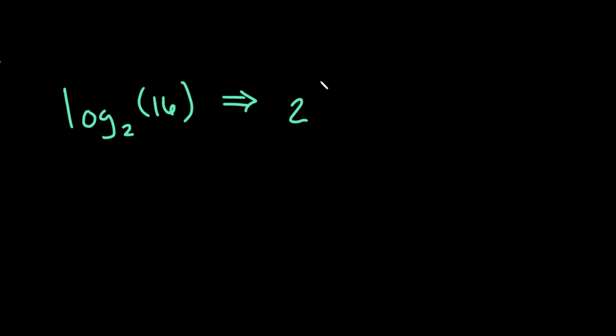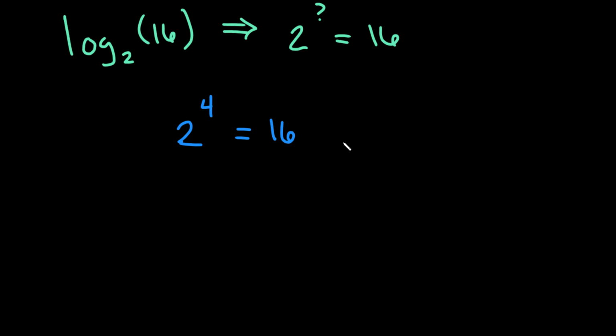For example, if we were given the log base 2 of 16, we're being asked, what exponent do you have to put on 2 in order to get 16? Now we know 2 raised to the 4th power is equal to 16. So clearly, we have to have an exponent of 4 on 2 if we want to get 16. Therefore, the answer to log base 2 of 16 is 4.